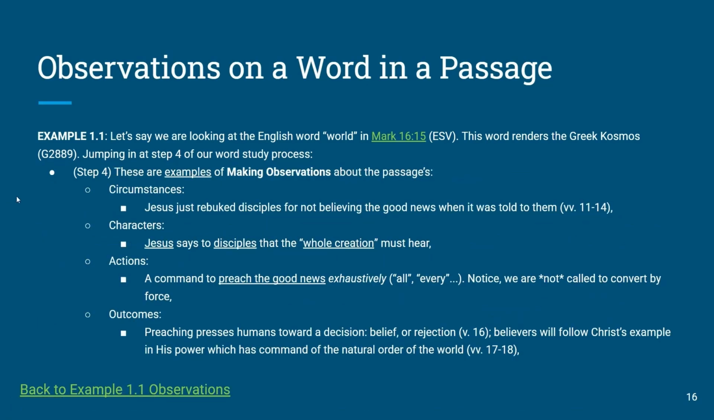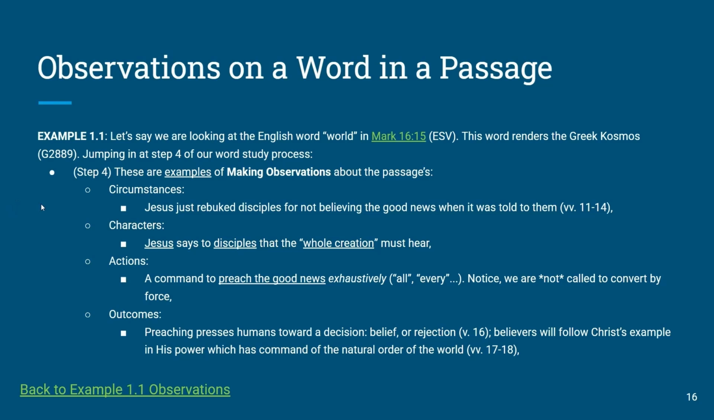In this example, I've made a few observations which might help us to understand the word world in each of these categories: circumstances, characters, actions, and outcomes. These are not the only observations that you could make. There are many other observations that could be made, just to be clear, but here are some examples.